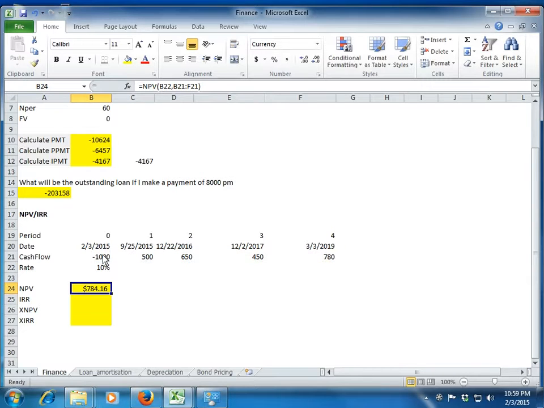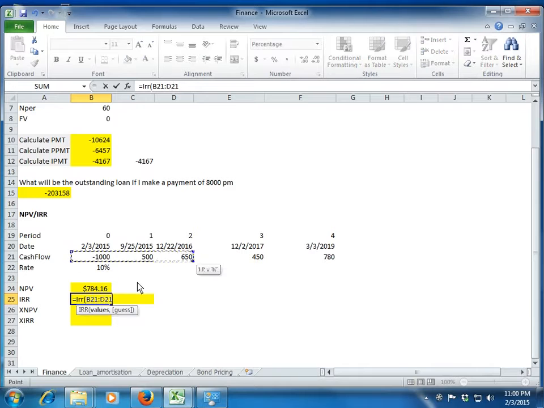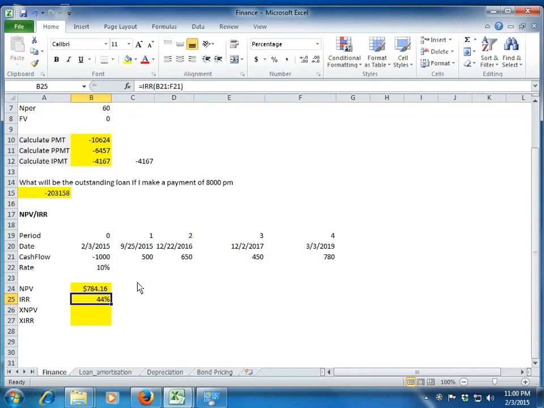So the NPV for this series of cash flows, that is minus 1000 in year 0 followed by a series of positive cash flows at the end of each year, will be 784. Similarly, you can calculate the IRR. In IRR, you just need to give the values, rather than the interest rate also. So IRR will be calculated for you.